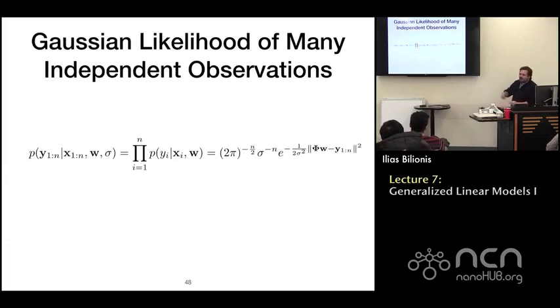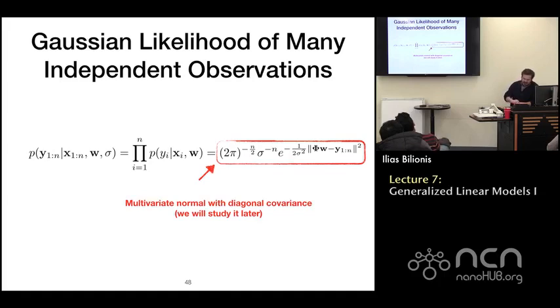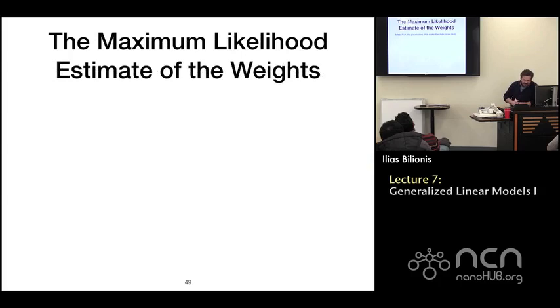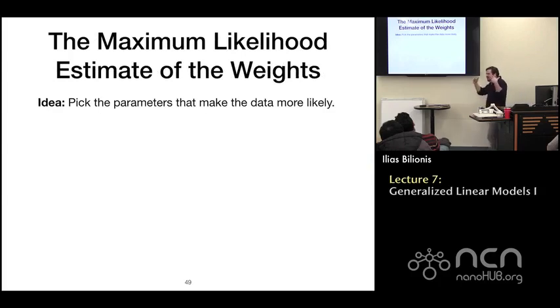So when you have Gaussian likelihood and independent observations, the likelihood of everything can be written like this. It's just the product of all the PDFs of the Gaussians, and this is a multivariate normal with diagonal covariance, which we're going to study later. So now we have this model that contains both the parametric model and the measurement noise, and we have to pick the parameters. And parameters include both W and sigma.